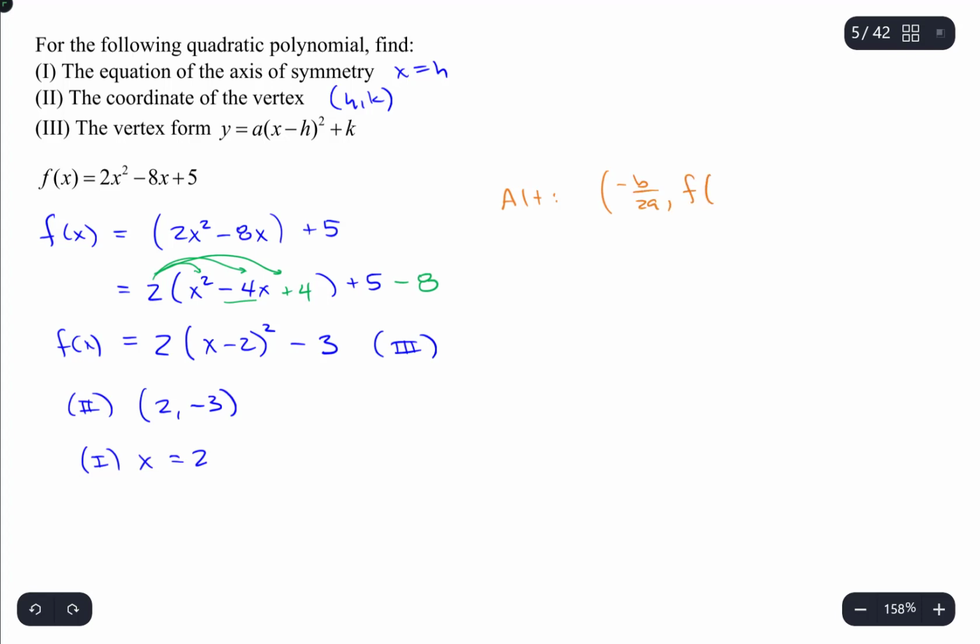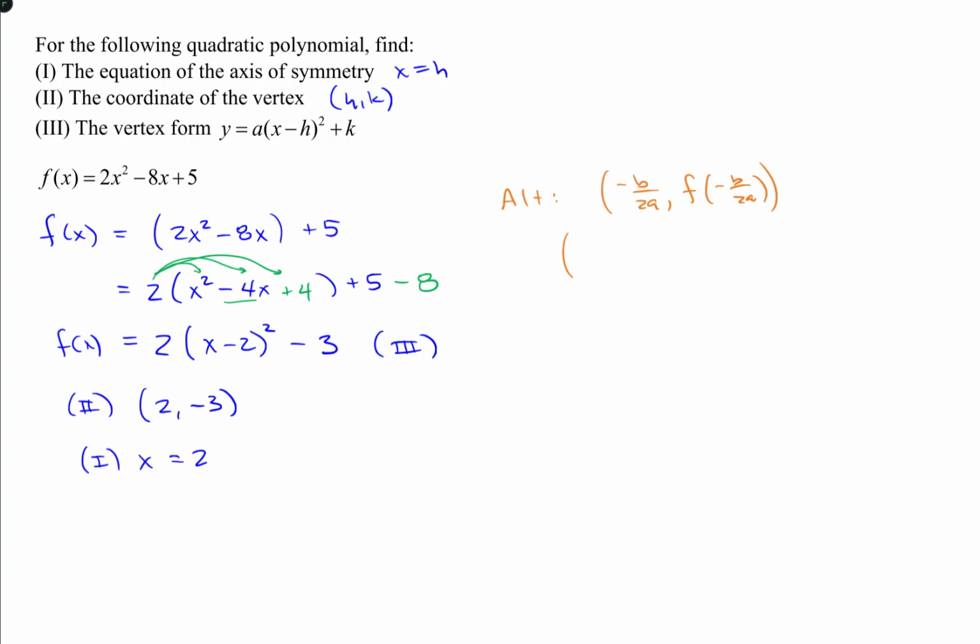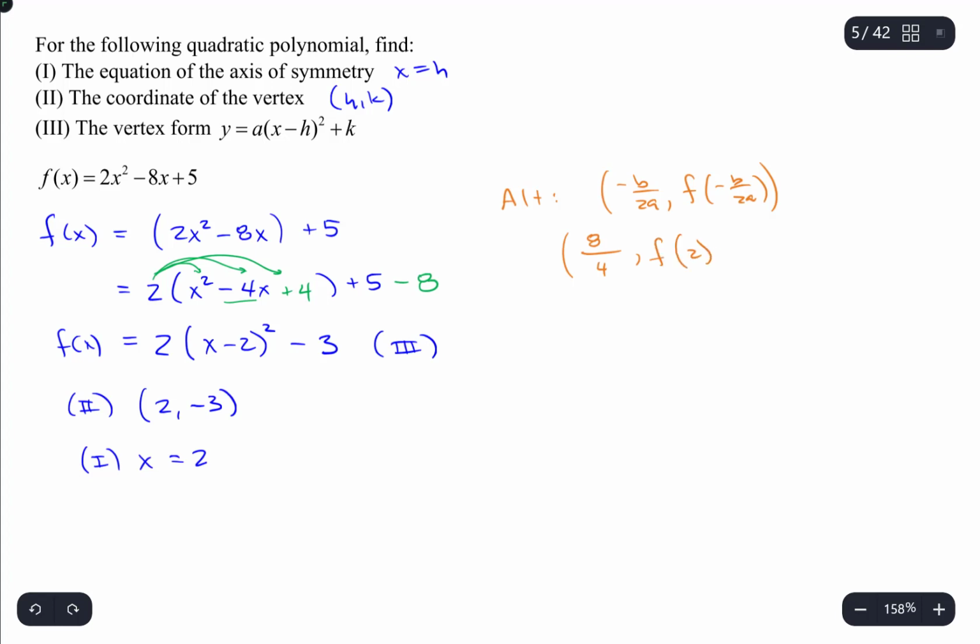Now, there is an alternate method here, which is to use the vertex formula, which is negative b over 2a, comma, f of negative b over 2a. And so negative b over 2a would be what? Negative b is the opposite of negative 8, which would be 8, over 2a, which is 4. So that's going to be 2, so this would be f of 2.